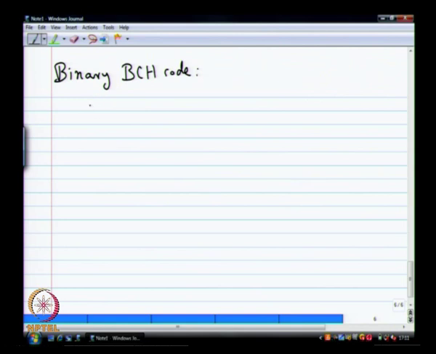We need a notation here. What notation can we use? I will simply say C. For now we will say C, later on we will see what to do. C is the set of all vectors in F2 to the n such that H C transpose is 0. So this is the binary BCH code of block length n and design distance d, with block length n equals 2 power m minus 1.